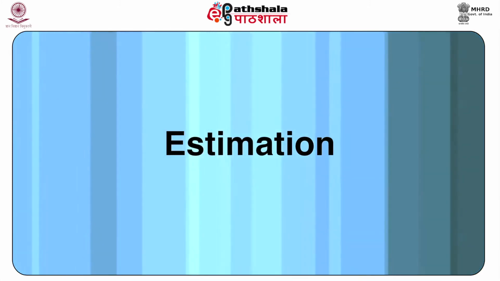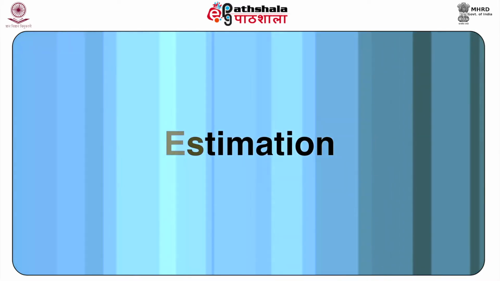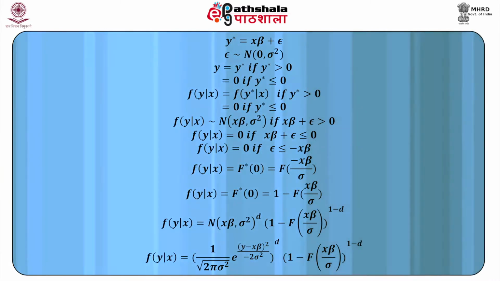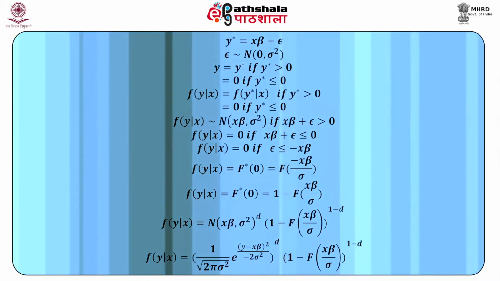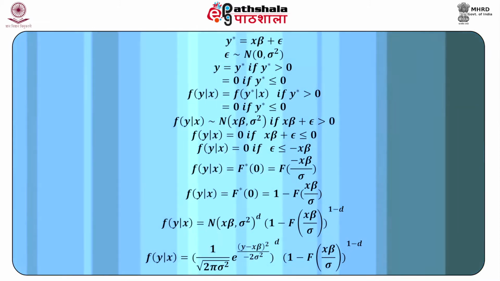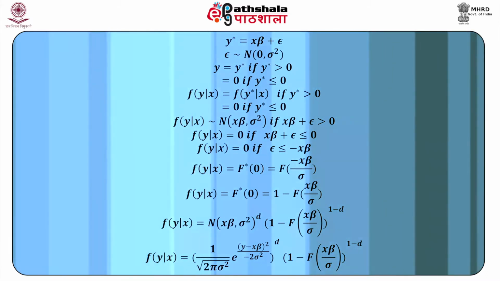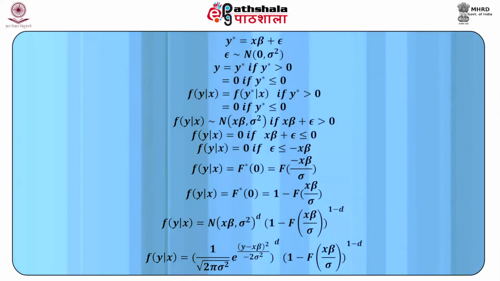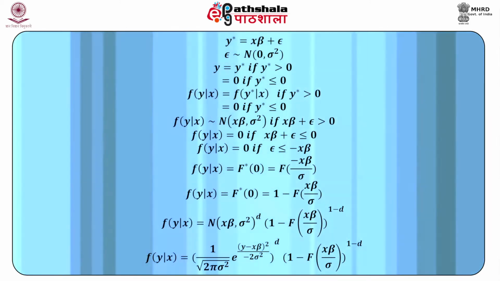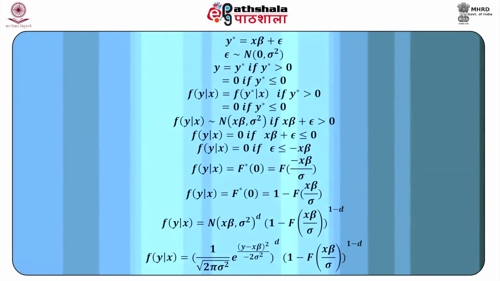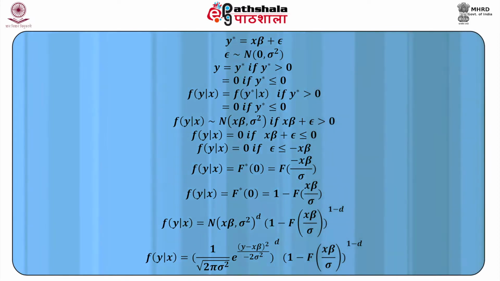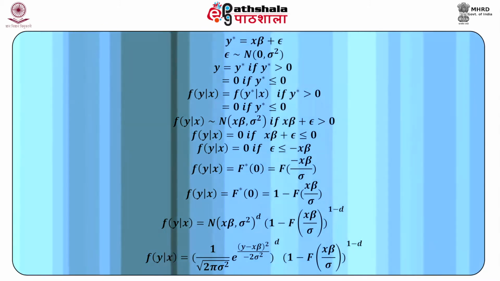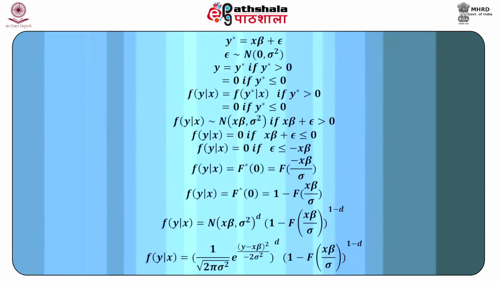Now let us try to understand the estimation of such Tobit models. A Tobit model is basically a censored model from below or from above or both. So now consider a Tobit model censored from below. Let's presume that y star is equal to x beta plus epsilon, where epsilon is again distributed normally with mean 0 and variance sigma square. We can again say that y will be equal to y star if y star is greater than 0 and will be equal to 0 if y star is less than or equal to 0.